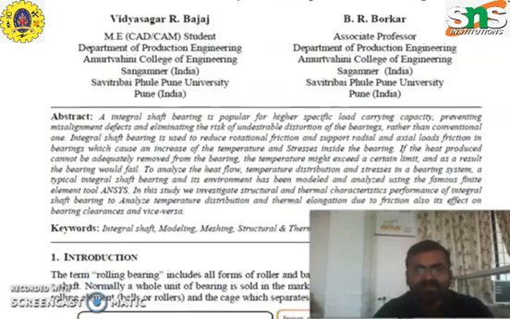First, the integral shaft bearing is popular for its higher specific load carrying capacity, preventing misalignment defects and eliminating the risk of undesirable distortions of the bearings, compared to the conventional one. These are the advantages of using integral shaft bearings. The integral shaft bearing is used to reduce rotational friction and support radial and axial loads. Friction in the bearings causes an increase of temperature and stress inside the bearings. It can eliminate the stress and the internal heat generation inside the bearings.